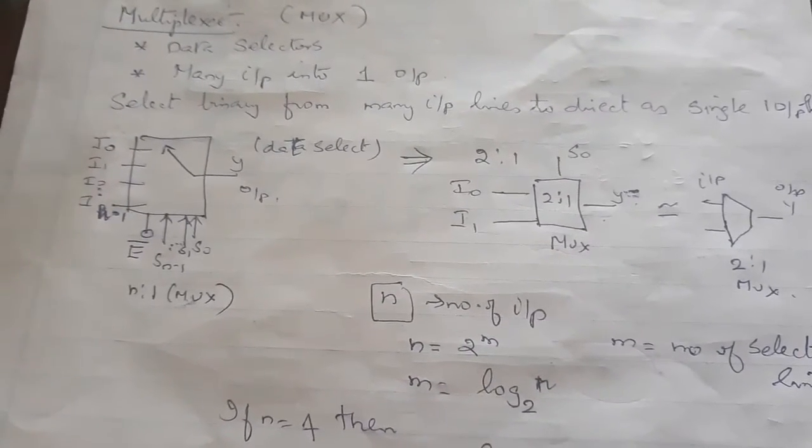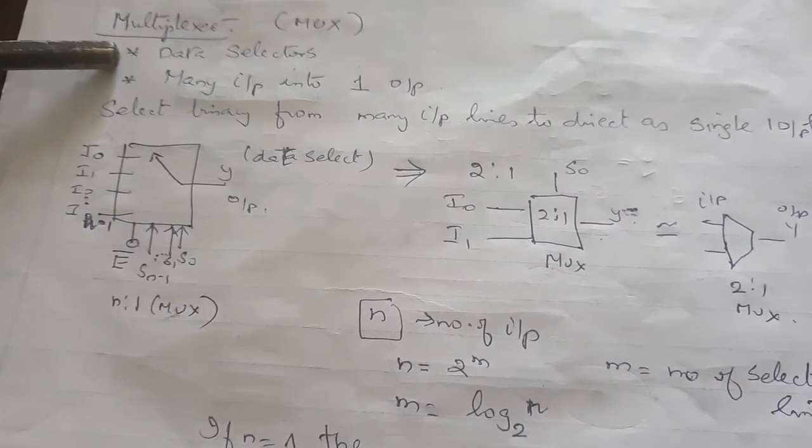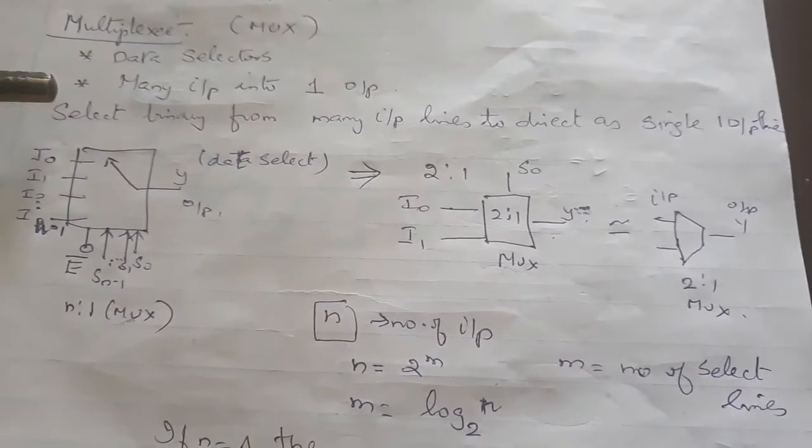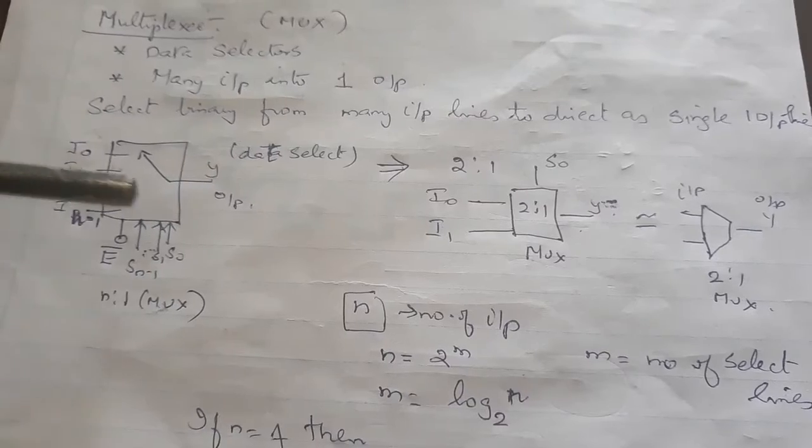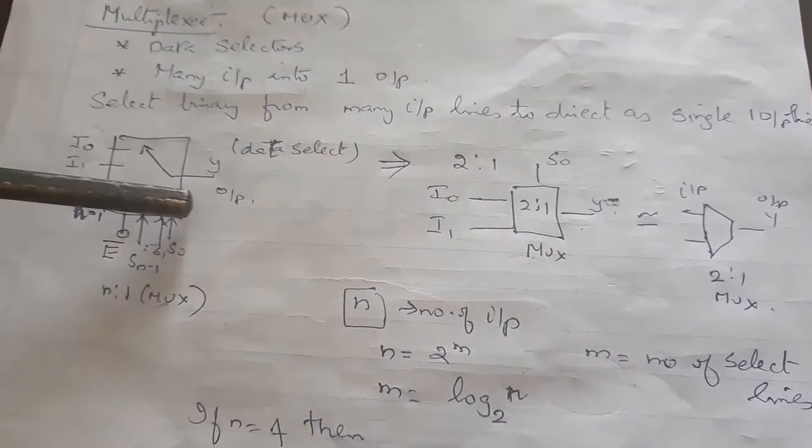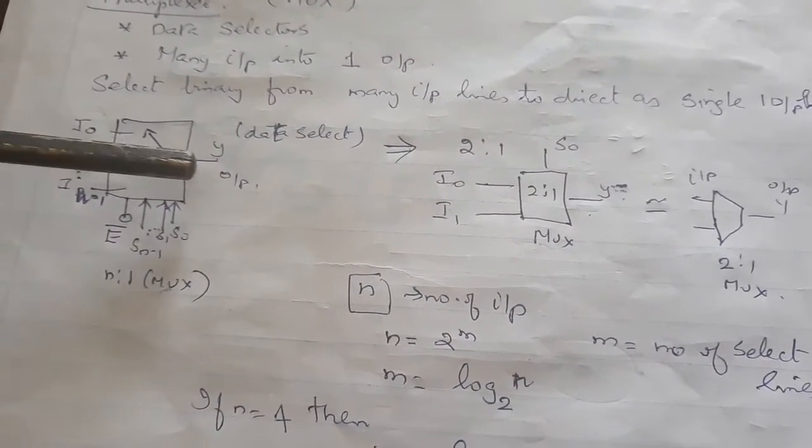Welcome students to another topic on MUX. We call it a multiplexer. The other name for it is data selector. You're going to have n number of inputs but a single output is selected. Therefore, n to 1: many inputs, single output.